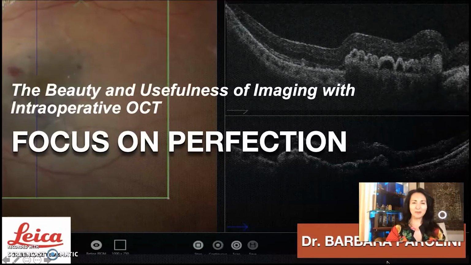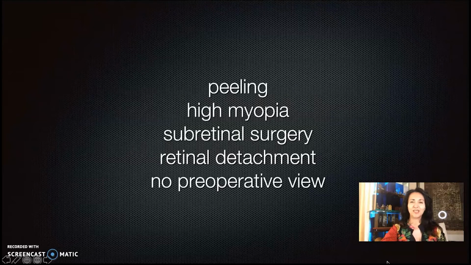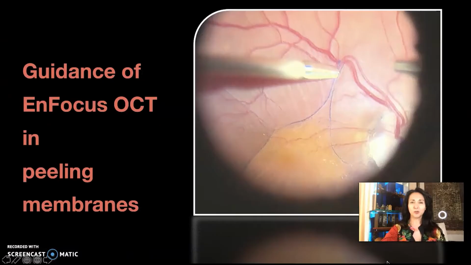I am Dr. Barbara Parolini, and I will talk to you about the beauty and usefulness of imaging with intraoperative OCT. We will focus on perfection. I will show you when OCT guided me and I followed. These are the topics we will touch: peeling, high myopia, subretinal surgery, retinal detachment, and situation with no preoperative view.